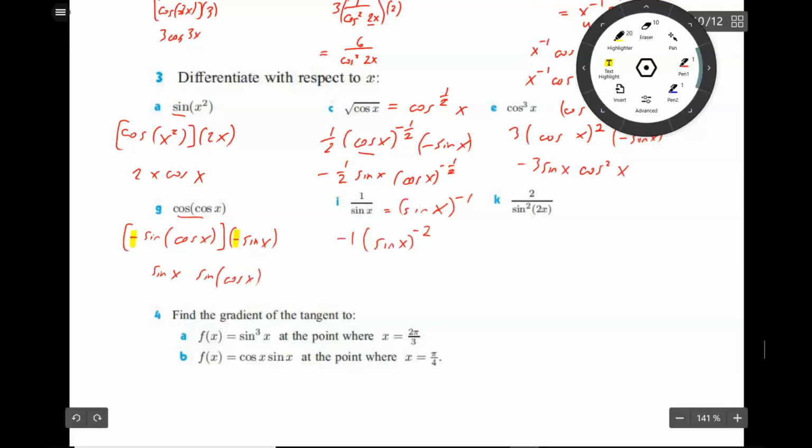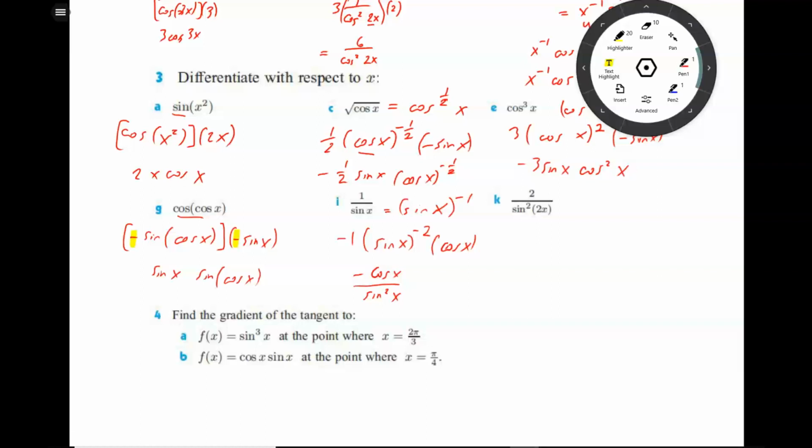Then, of course, we need to do chain rule. The derivative of sine x is cosine x, so we're going to multiply the whole thing by cosine x. We could rearrange this. We put negative cosine x in the numerator, and then sine squared x in the denominator.